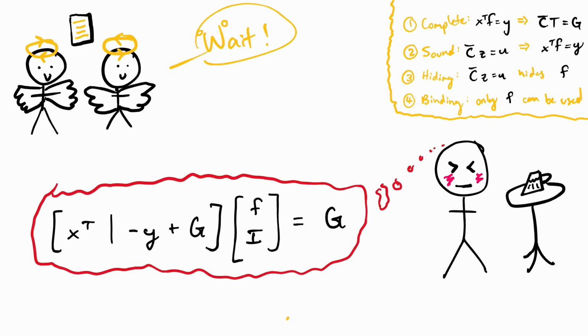I get x transpose F minus Y plus G equals G, which should be true. Whoa, slow down there, buddy. You gotta check your dimensions. That X and Y, they both have a height of 1, but G is this humongously tall matrix of height n, and you're not even looking at this F and I. We don't even know how to work with these dimensions.